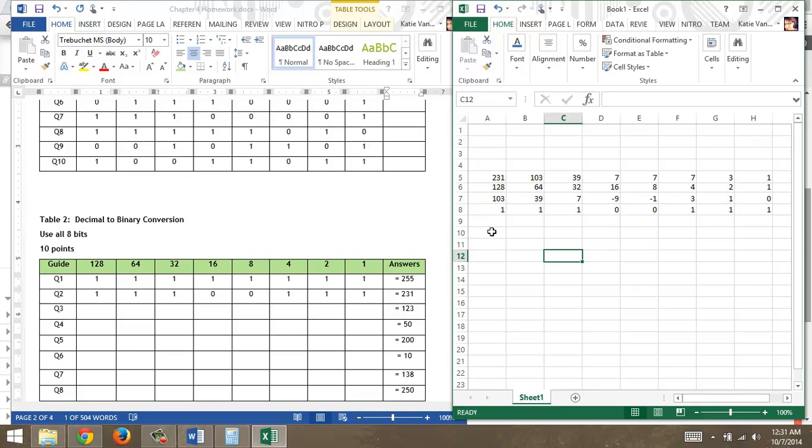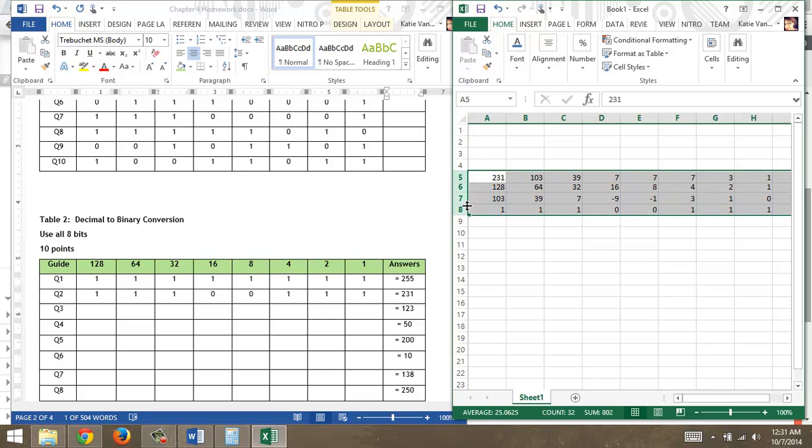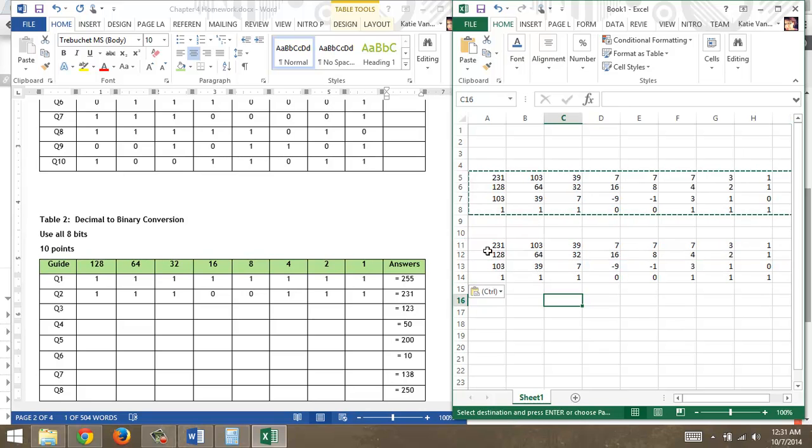From 231, this is my binary conversion. So let's double check. 1, 1, 1, 0, 0, 1, 1, 1. We copy this chart and let's do the next one. And you can make this own chart up in Excel if you want.